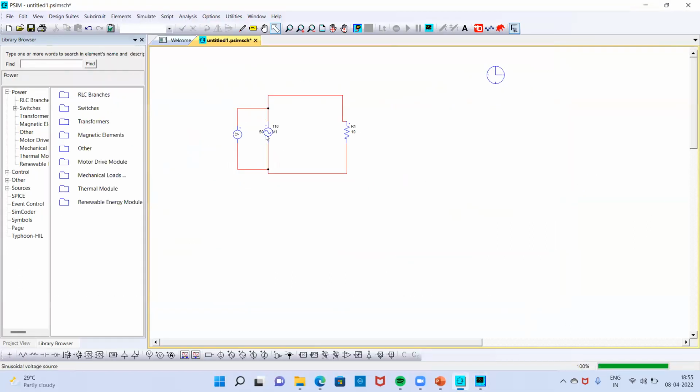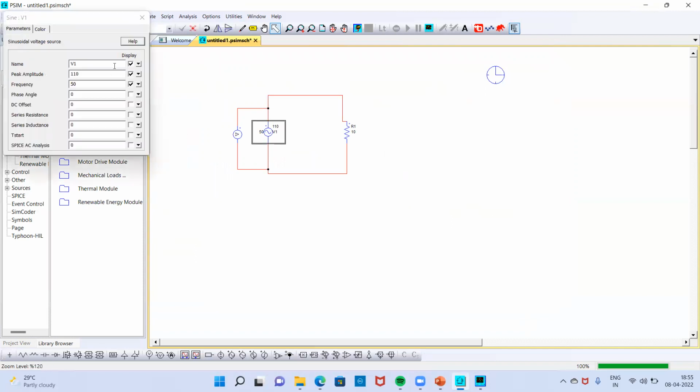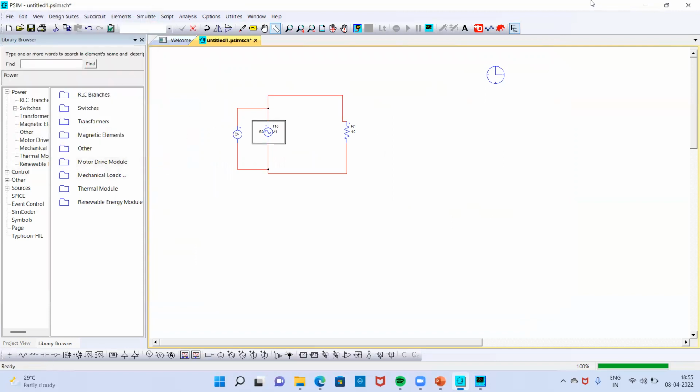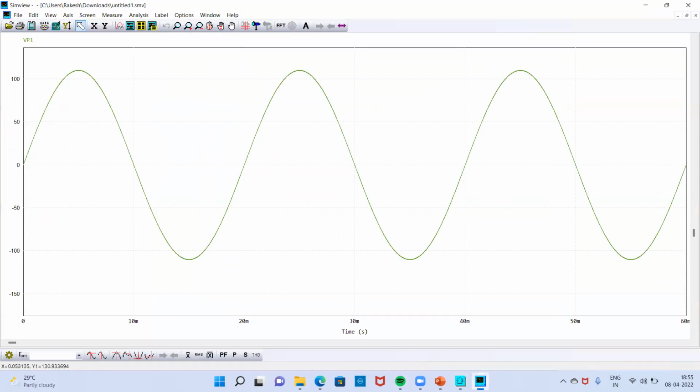What is the meaning of this? I have connected a sinusoidal voltage source here, so I am going to get a sinusoidal voltage. This is simple and I hope it is understood.